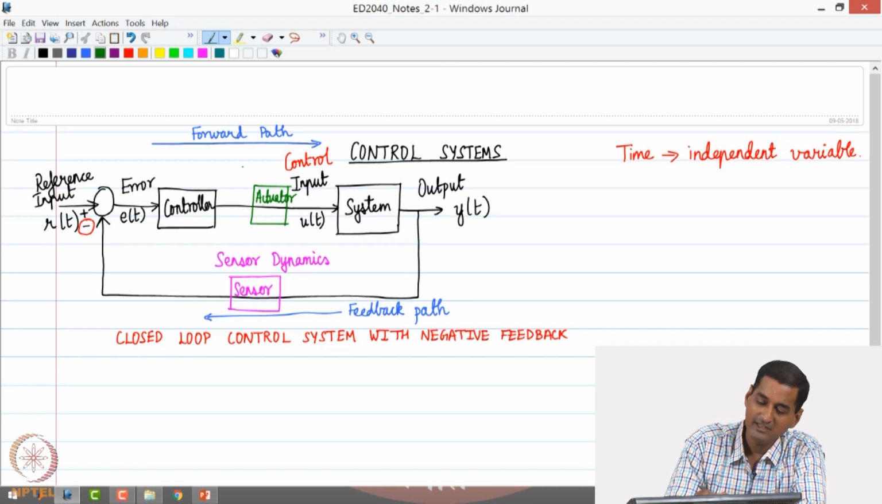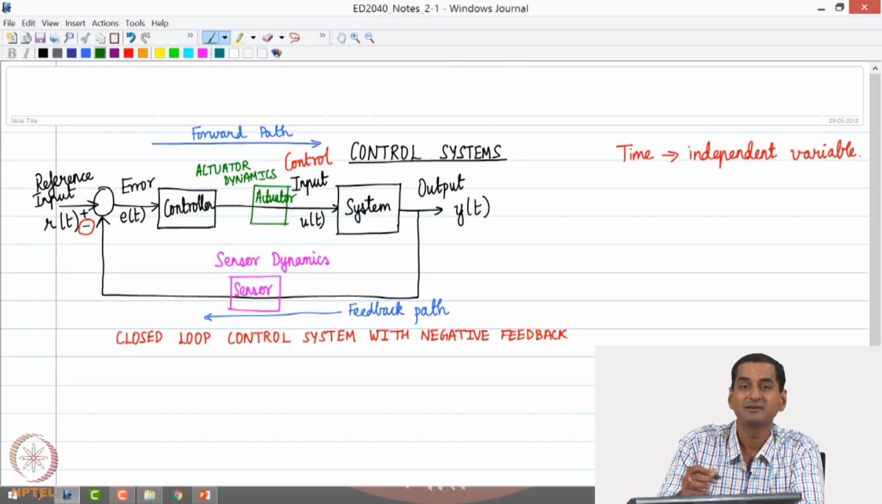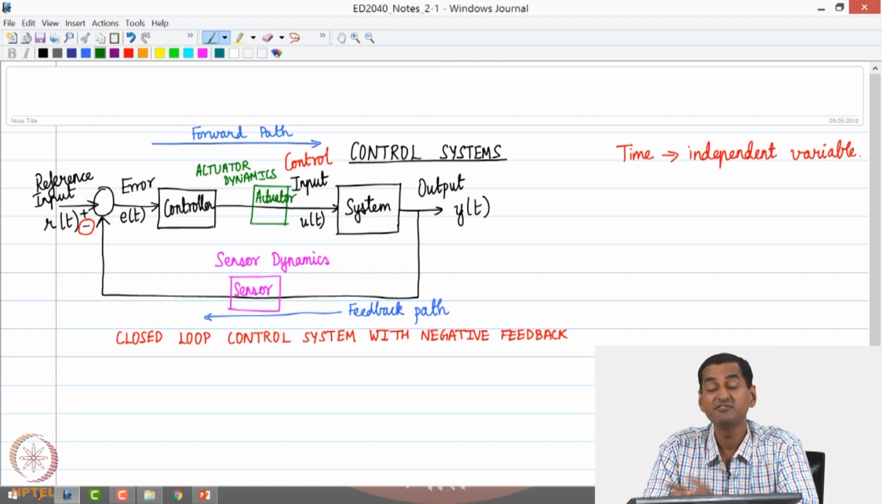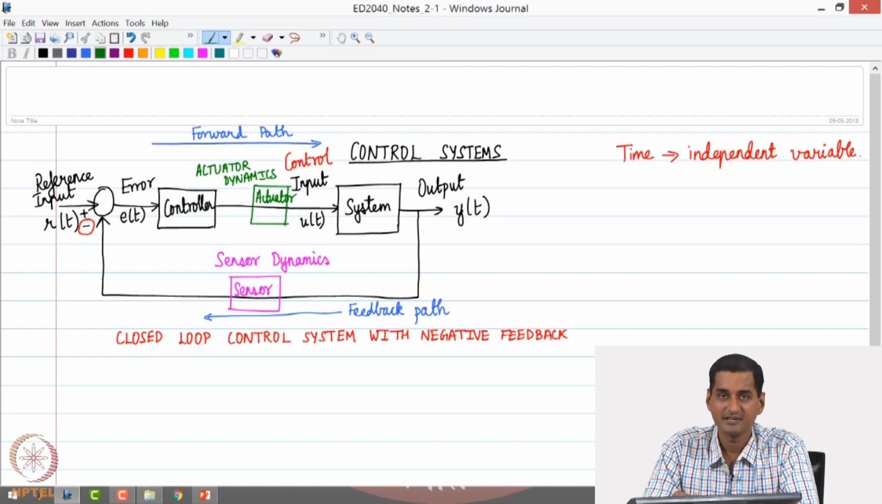So, one may need to consider what is called actuator dynamics. Once again, it is all relative. If the actuator responds very fast when compared to the system's dynamic characteristics, then one need not consider actuator dynamics.